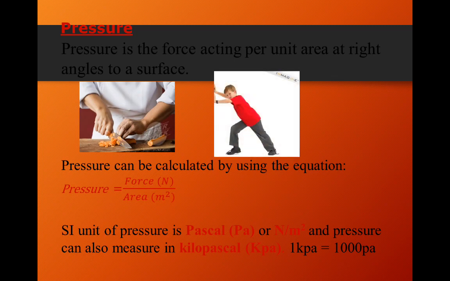Firstly, we need to understand what pressure is. Pressure is the force acting per unit area at right angles to a surface. Pressure can be calculated by using the equation pressure is equal to force divided by area. SI unit of pressure is pascals or Newton per meter square. And pressure can also be measured in kilopascals. 1 kilopascal equals to 1000 pascals.